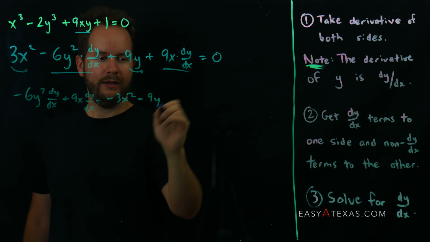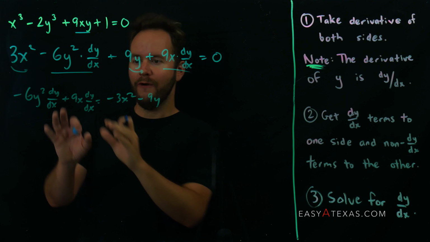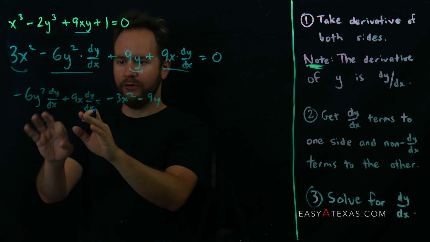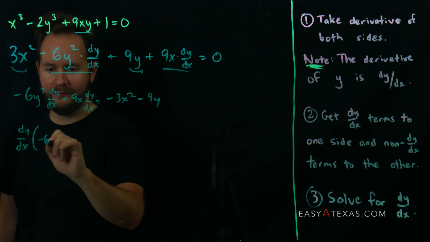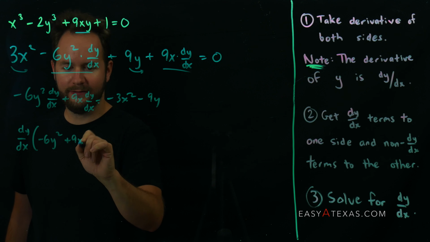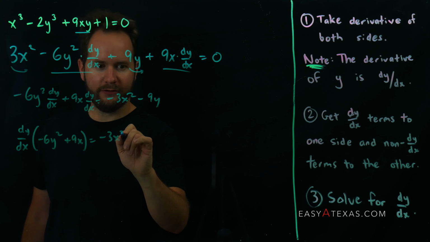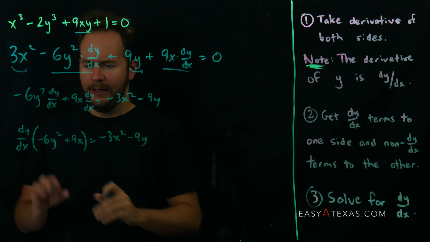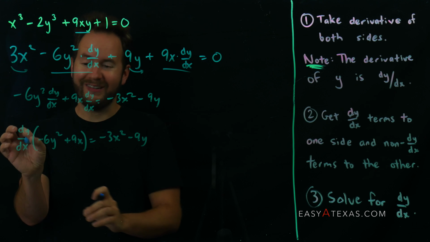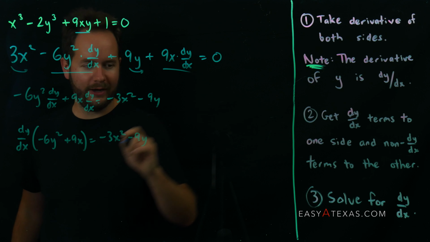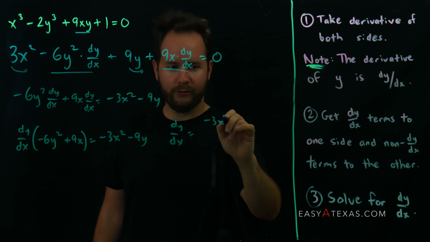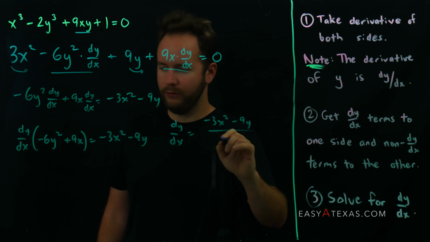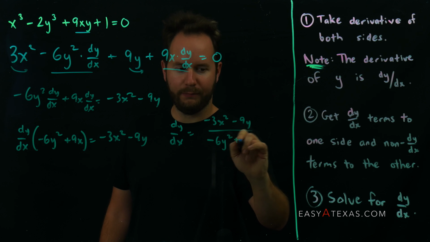minus 9y. Now, the next step is to factor dy/dx out of both terms that have dy/dx in them. So if I do that, I have dy/dx times negative 6y squared plus 9x, still negative 3x squared minus 9y on the right-hand side. I'm going to divide by this chunk of terms so as to isolate dy/dx. So we now have dy/dx equals negative 3x squared minus 9y over negative 6y squared plus 9x.